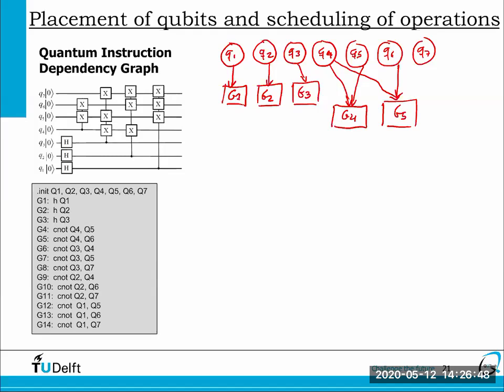Okay. Then we go to G6. And G6 is a C node between 3 and 4, so that depends on G3, right? Because there is a Hadamard before, on 3 and 4. What arrows are missing here? What arrow would you put there to G6? I just put the one from G3. What other arrow would you put there?